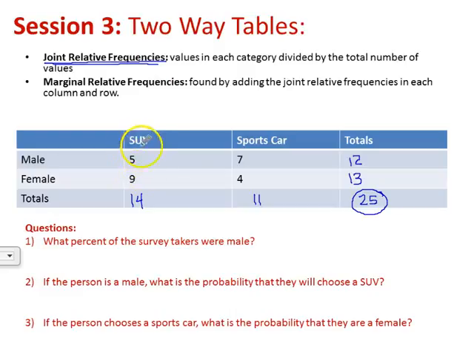So example here. We've got 5 males who wanted an SUV, so to find the joint relative frequency, we would take 5 and divide it by 25. So 5 divided by the total number of people surveyed, which is 25. When we do that, 5 divided by 25, I plug that into my calculator and we get 0.2. So 0.2 is my joint relative frequency for that column and row. For the females, I'm going to do the same thing. I'm going to take 9 divided by 25, and I'm going to get that into a decimal form, which is 0.36.